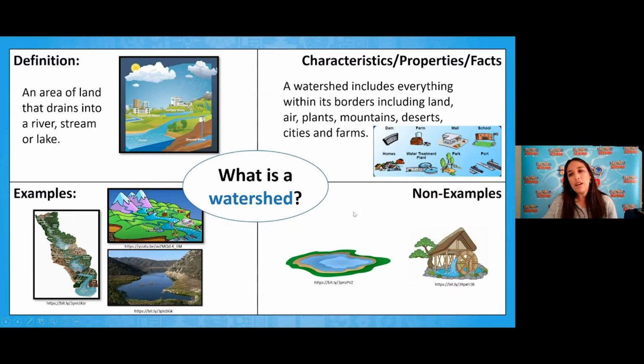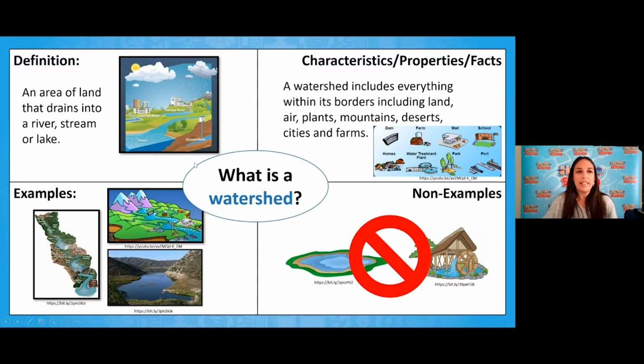Now, as for some non-examples, or things that do not describe a watershed, remember, a watershed isn't merely that body of water that is collecting. So it's not just a lake or not just a river. And it's definitely not a shed that holds water. So we want to remember, a watershed is that land that drains into a river, stream, or lake.